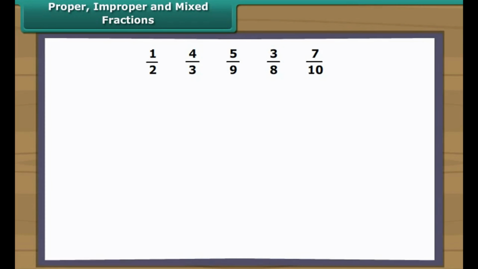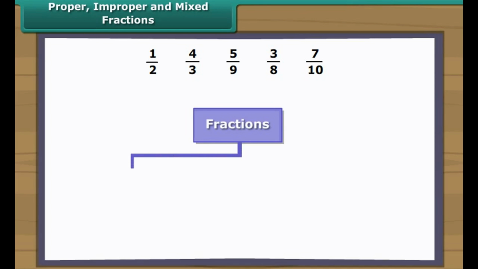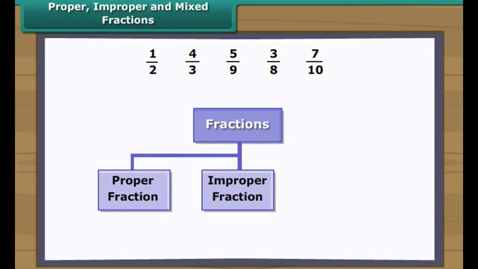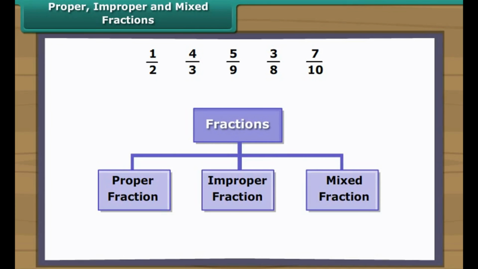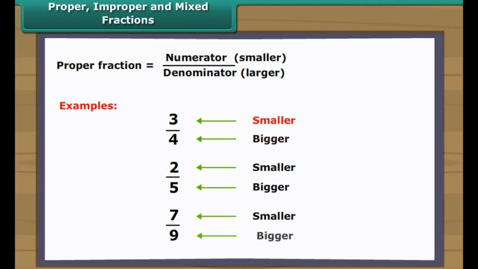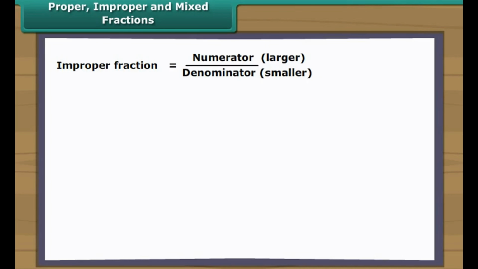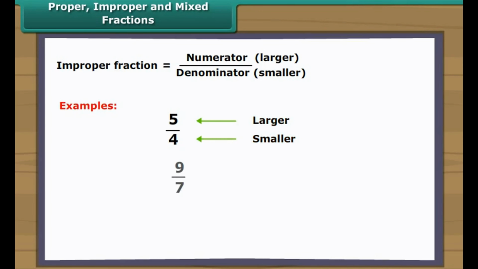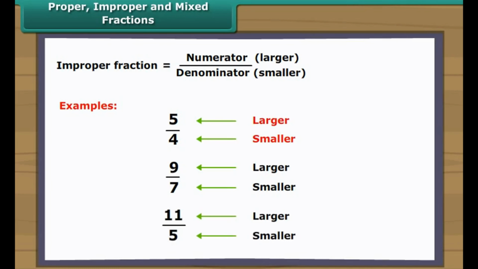We know that fraction is a number representing a part of a whole. Fractions are of 3 types: proper fraction, improper fraction, and mixed fraction. In a proper fraction, the numerator is less than the denominator. For example, 3/4, 2/5, 7/9 are the proper fractions. In an improper fraction, the numerator is greater than the denominator. 5/4, 9/7, 11/5 are few examples of improper fraction.